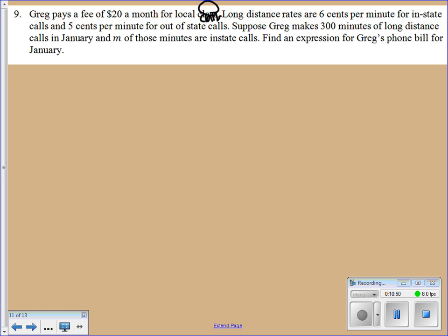Okay? So, local calls. Long distance rates are 6 cents per minute for in-state calls and 5 cents per minute for out-of-state calls. Suppose Greg makes 300 minutes of long-distance calls in January, and M of those minutes are in-state calls. Find the expression for Greg's phone bill. So what I'm going to do is I'm going to let B represent what my bill is going to be. Okay? So, before I do anything, before I use any minutes, I have to pay $20 to start off with. Okay? Then I know that M represents my number of in-state calls.